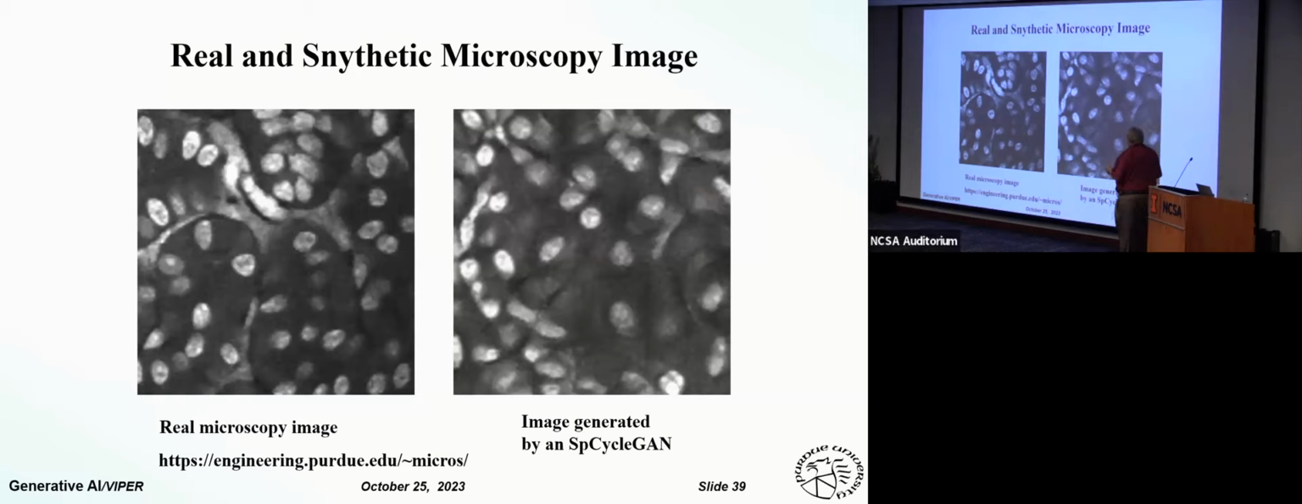Everybody talks about using people, but here's an example of a slice of a three-dimensional phase microscopy image, okay? The one you see on the left is the real one, and the one you see on the right was generated by SPIE CycleGAN, which is a spatially constrained CycleGAN. I show these images to biologists, and they get freaky scared, because they look very, very good.